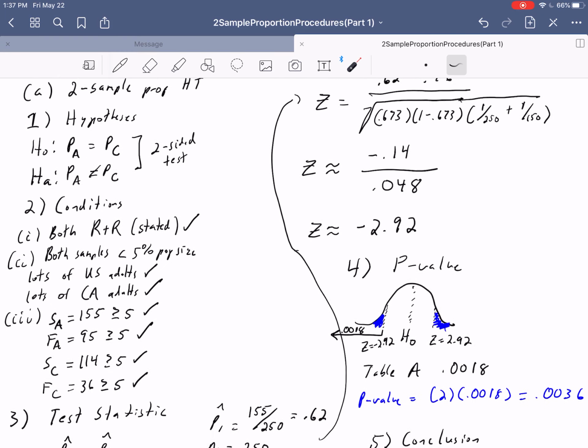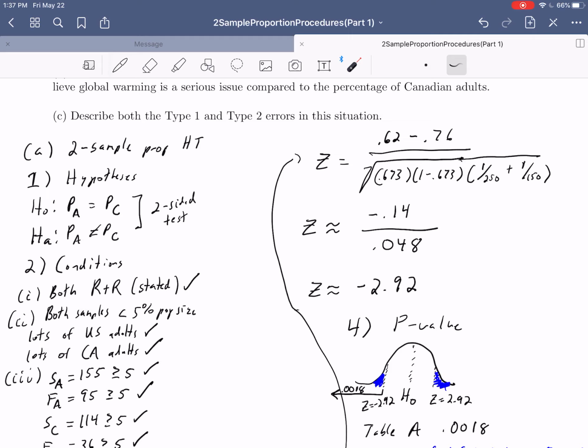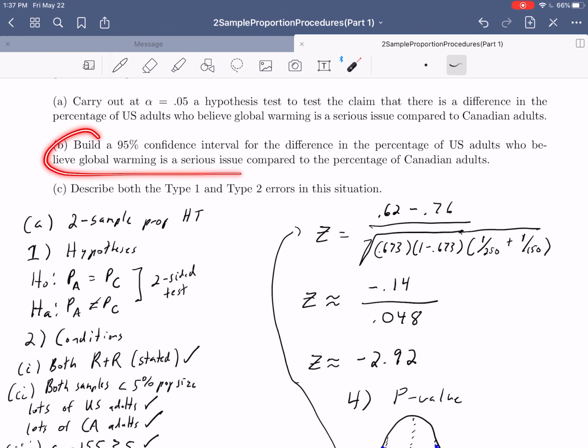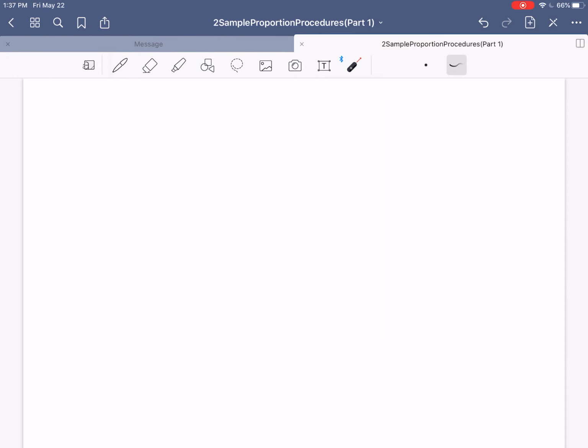Okay, so there we go. There's your first example of running a two-sample proportion hypothesis test. Notice that we did detect that there is a difference in the percentages. So the next thing we're going to do is build a 95% confidence interval to try to estimate that difference. So let's go ahead and do that. We'll move on to part B here.